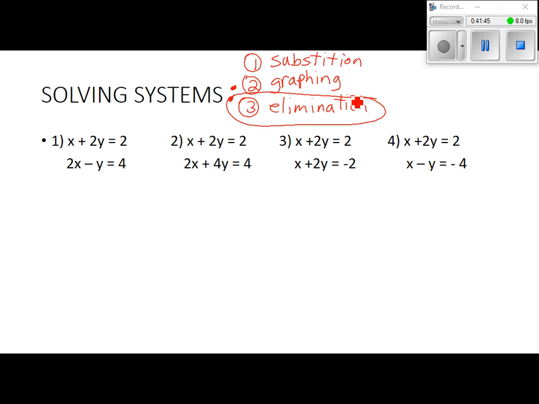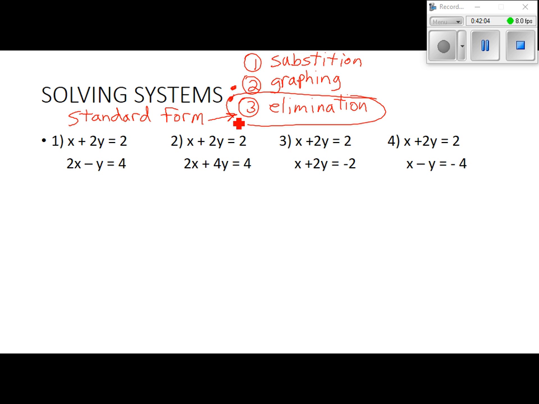The bad thing with elimination is they have to be in this form, which is called standard form, where all the x's and y's are on one side, and all the regular numbers are on the other side.